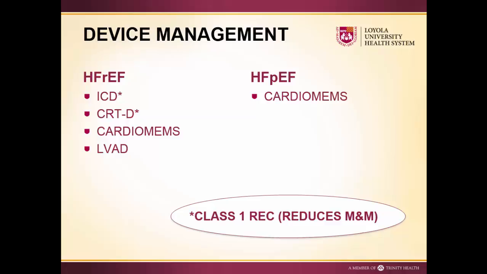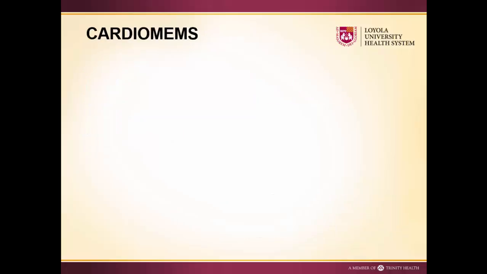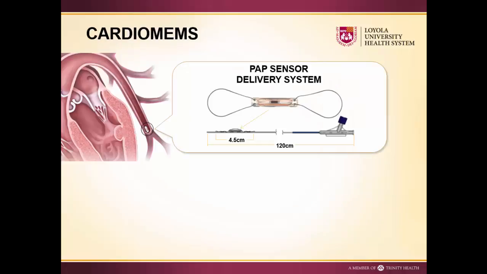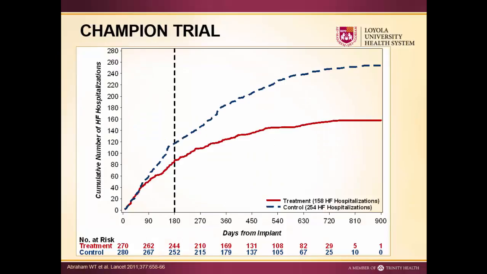Generally, they don't have a very big heart, and they've got more of a stiff heart than a dilated heart. A small stiff heart doesn't really leave a whole lot of room for us to put an LVAD into. And so LVADs are predominantly for HFrEF patients as well. The asterisks here denote the Class 1 recommendations, and I thought I had a slide on it.